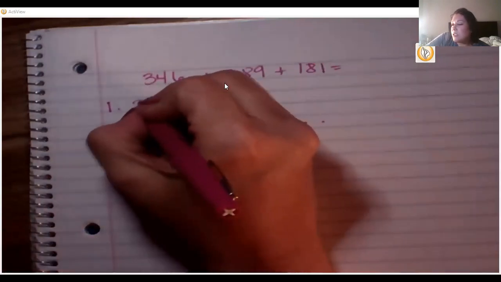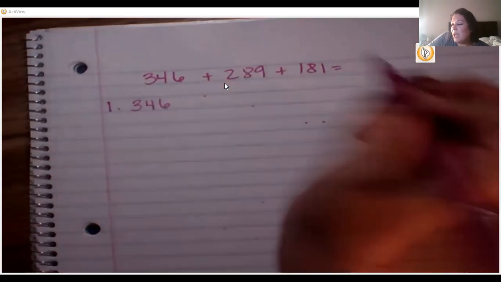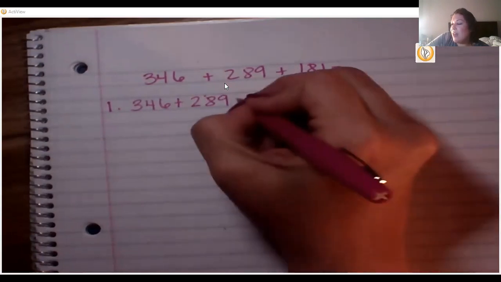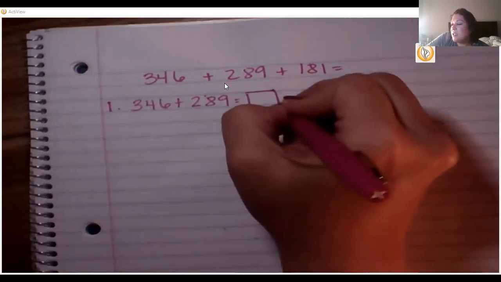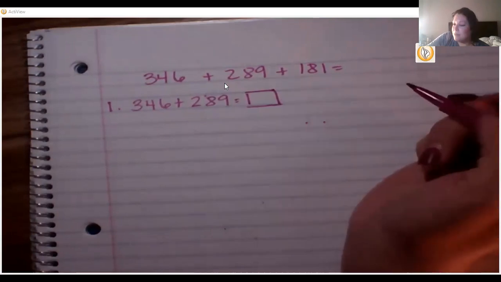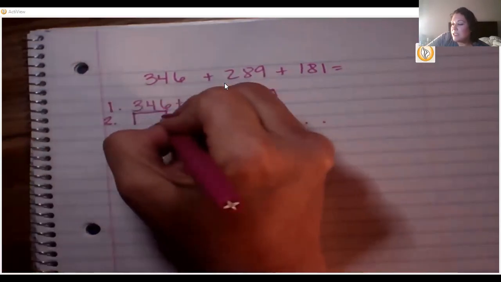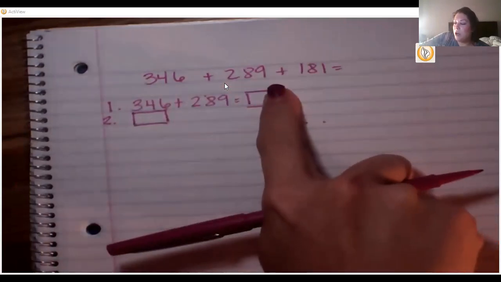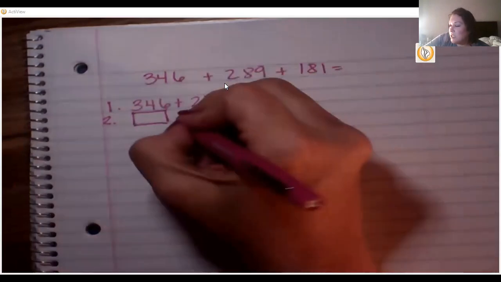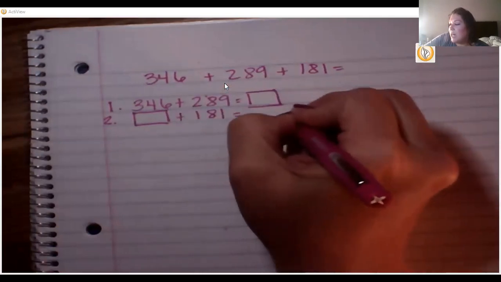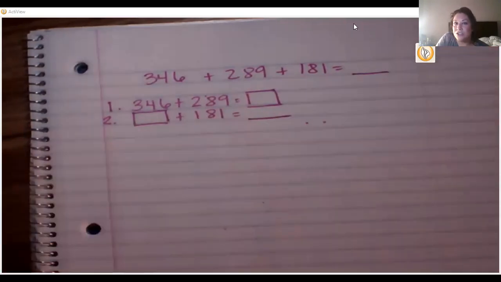So I have 346, and I'm going to add to that 289. And that is going to give me a box answer. It's probably starting to sound familiar to you. So for step 2, I'm going to take that box answer, whatever I get that's in that box, and then I'm going to finish the problem, plus 181. And that's going to give me the entire answer. Absolutely all of it.